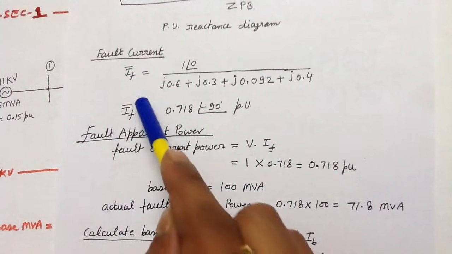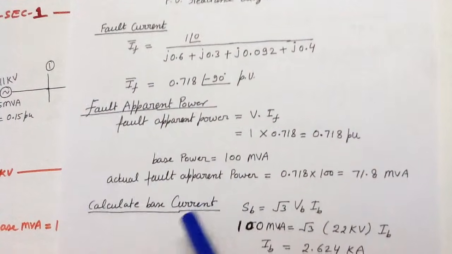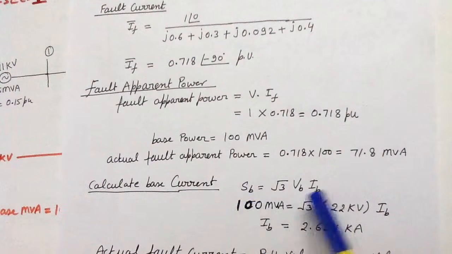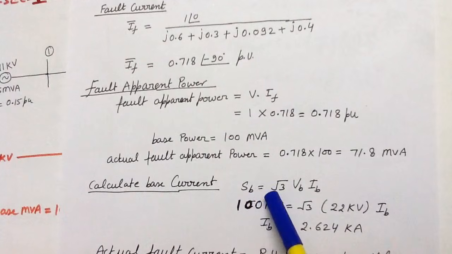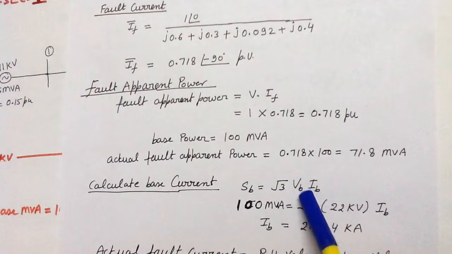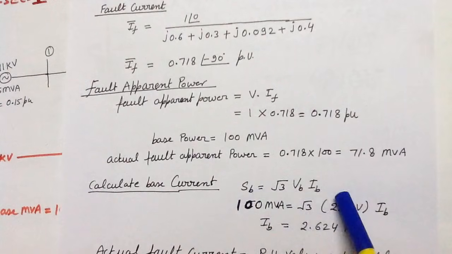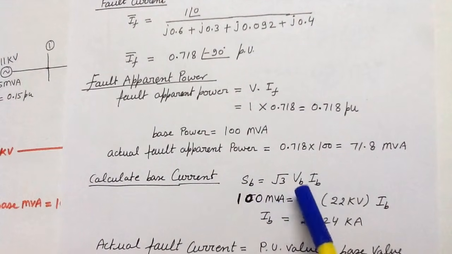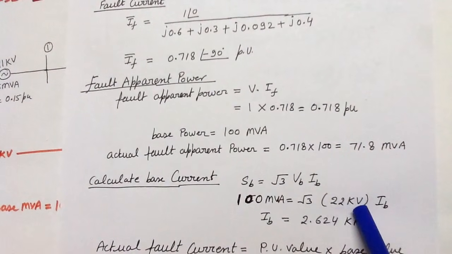Now I want to calculate the actual fault current. To calculate the actual fault current, first calculate the base current. To find the base current, we are going to use this formula: the base power equals √3 times base voltage times base current. Because this is a three-phase system, that's why we are using this formula. See, this base power is the new base power, and this base voltage is the new base voltage, which is 22 kV.